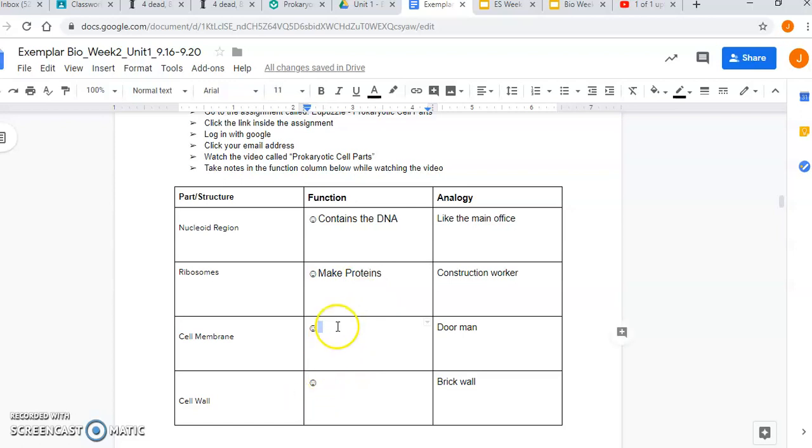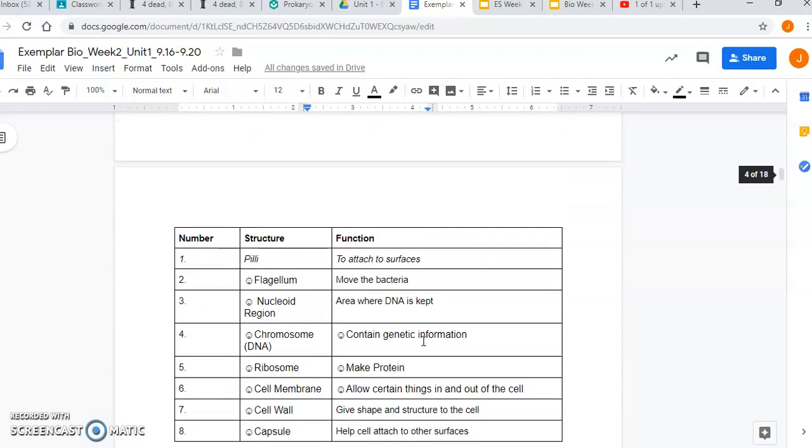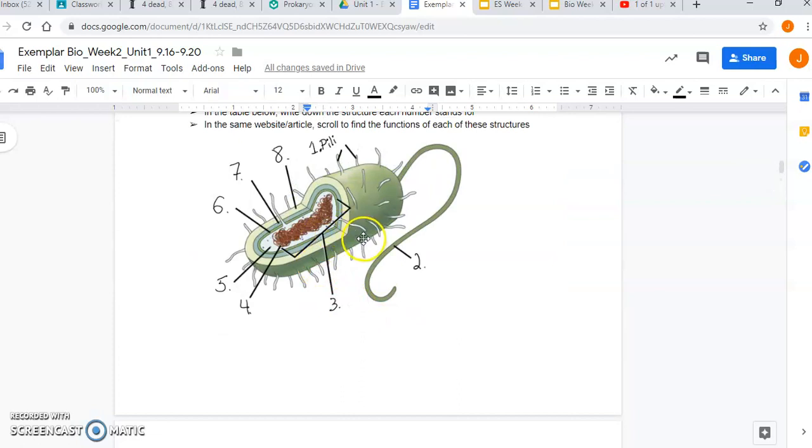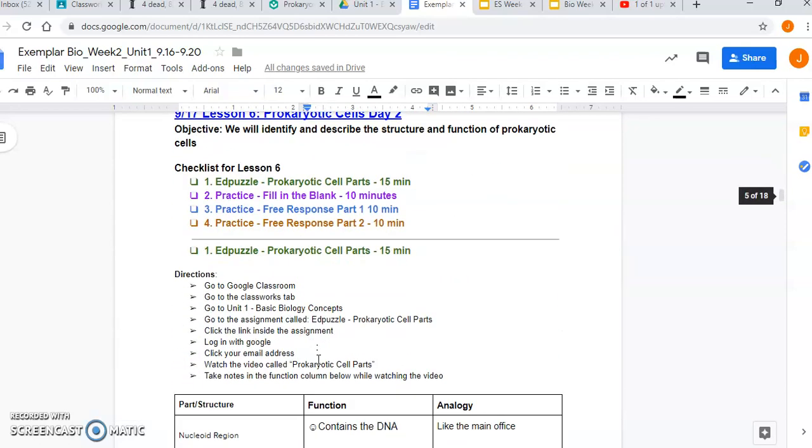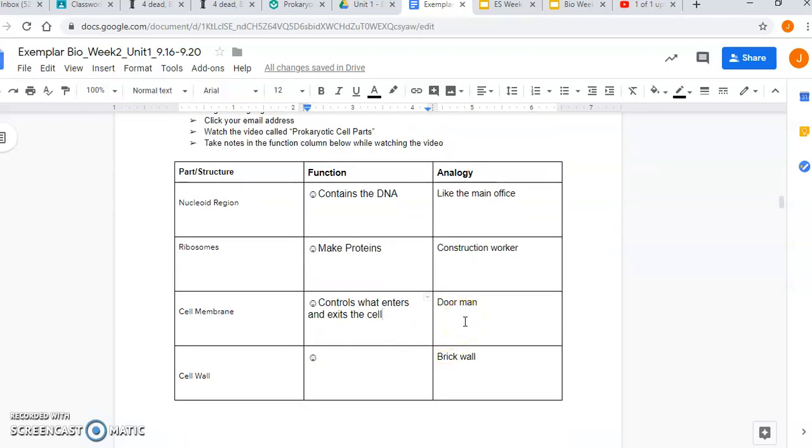Cell membrane. Cell membrane controls what enters and exits the cell. So your cell membrane on a bacteria, it's not this outermost layer, but it's the one that's just underneath, like the second most outermost layer. I like to think of the cell membrane as a doorman because it's controlling basically what enters and exits, just like a doorman would control who's coming in and who's coming out of wherever you are, making sure that the right things are coming in and out.